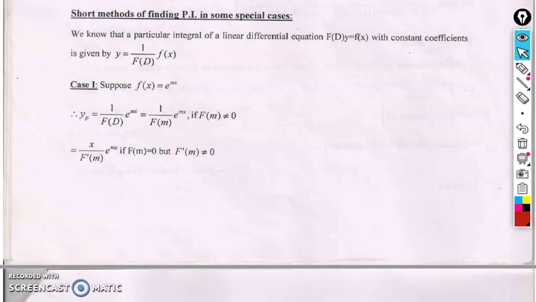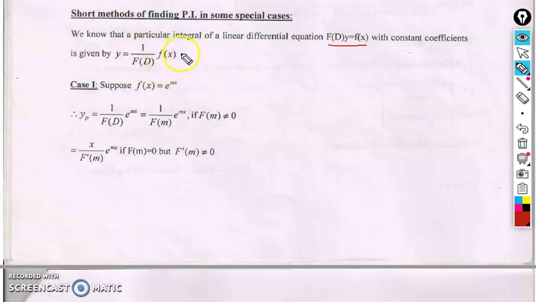So, we start with case 1, the first case. The given linear differential equation is f(D)y = f(x), where y is the dependent variable, x is the independent variable, and f(D) represents a function of capital D, where D stands for d/dx. Then to find the PI, the formula is 1/f(D) f(x).